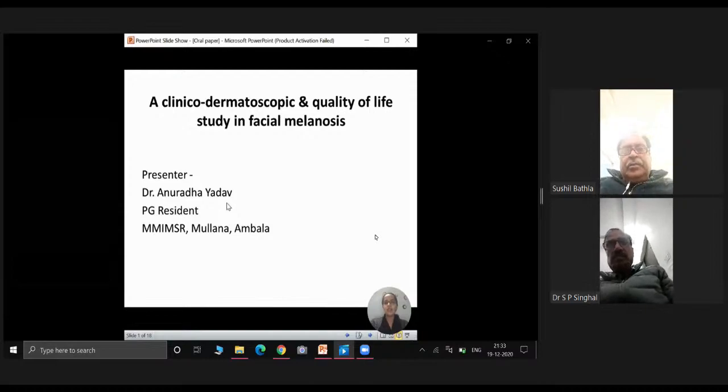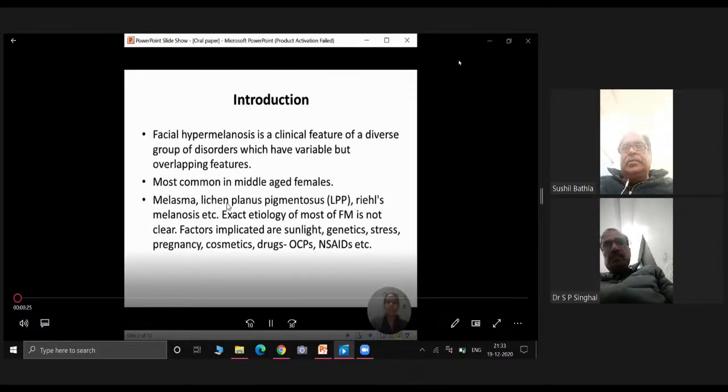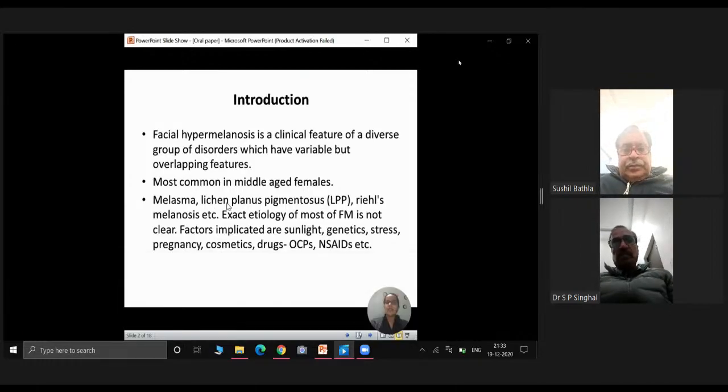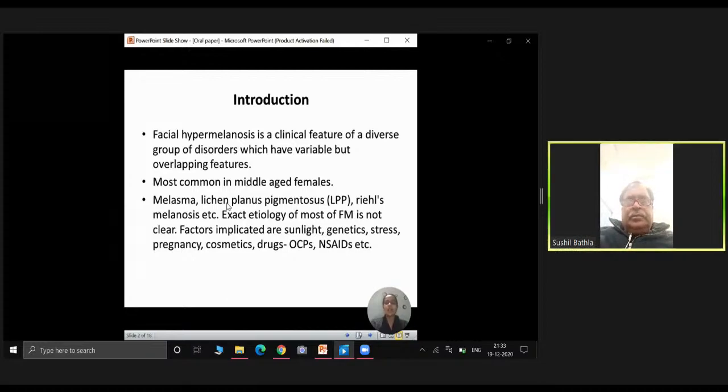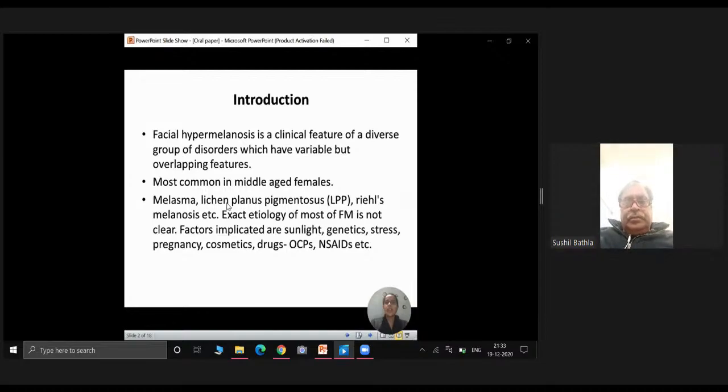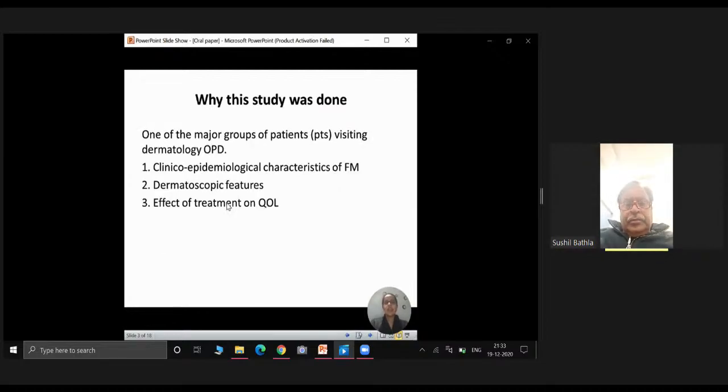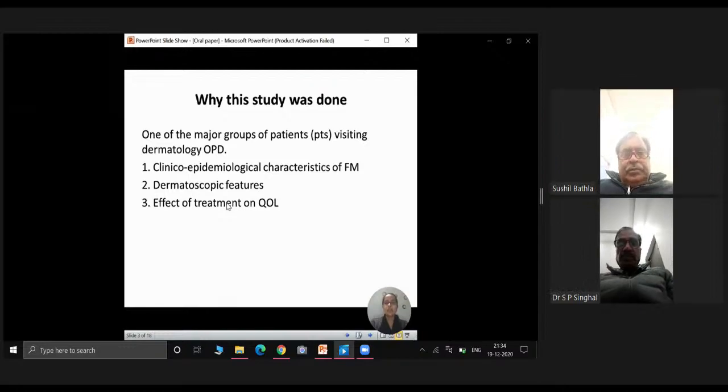It comprises conditions like melasma, lichen planus pigmentosus, Riehl's melanosis, etc. The exact etiology of most of these disorders is not clear. Sunlight exposure, genetic predisposition, pregnancy, and various cosmetic products and drugs like OCPs, anticonvulsants, etc. are implicated in the pathogenesis of most facial hypermelanosis. As it forms one of the major groups of patients visiting the dermatology OPD, we did a prospective observational study to characterize clinico-epidemiological and dermatoscopic features of facial hypermelanosis and to know the effect of treatment on quality of life of these patients.